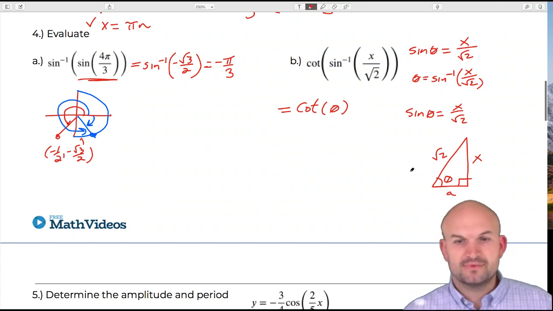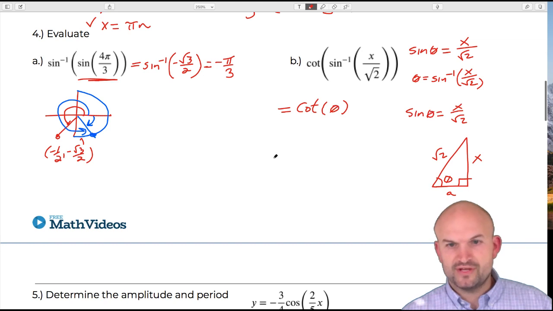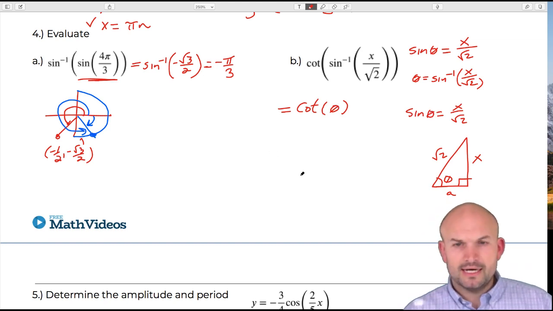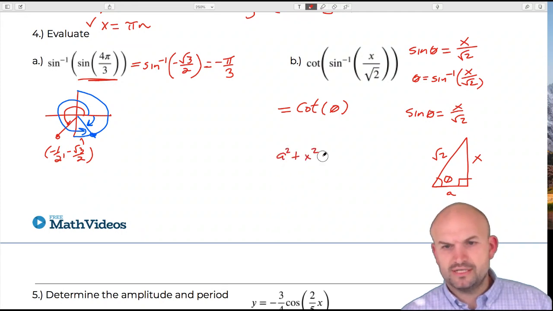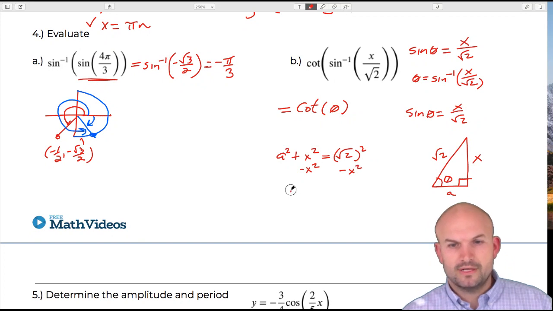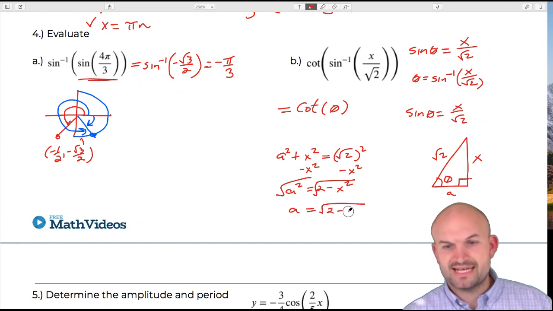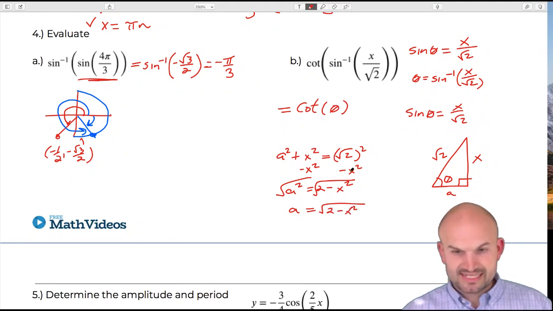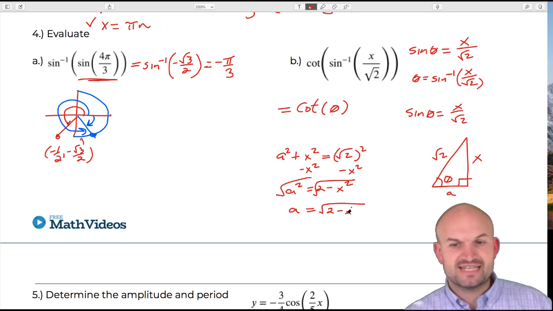So let's call this A. And let's use the Pythagorean theorem over here. So this is going to give me a squared plus x squared equals the square root of 2 squared. And again, we need to solve for a. So I'm going to subtract x squared. I'll get a squared is equal to 2 minus x squared, so a equals the square root of 2 minus x squared. It doesn't make sense in this problem for us to have any positive or negative side lengths. There are no restrictions or anything.